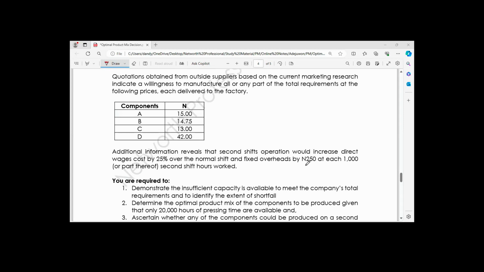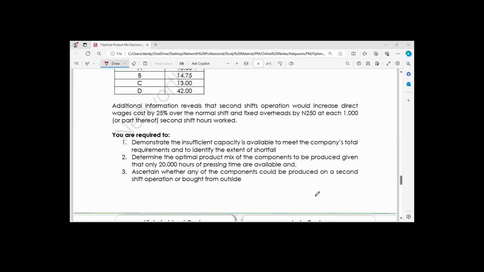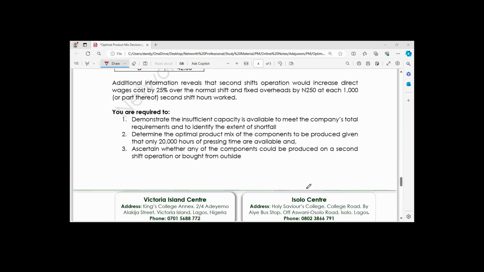You are required to: 1. Demonstrate that insufficient capacity is available to meet the company's total requirements and to identify the extent of shortfall. 2. Determine the optimal product mix of the components to be produced, given that only 20,000 hours of pressing time are available. And 3. Ascertain whether any of the components could be produced on a second shift operation or bought from outside. Thank you very much.